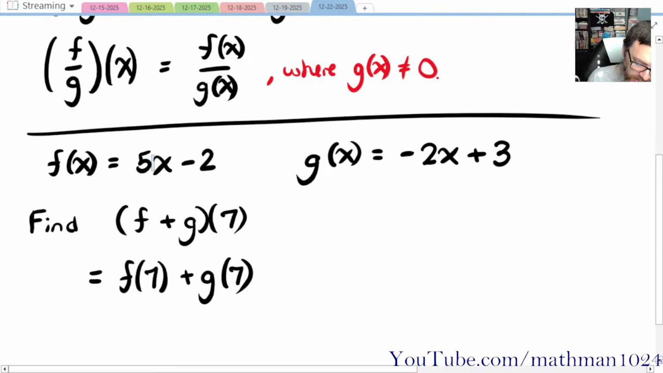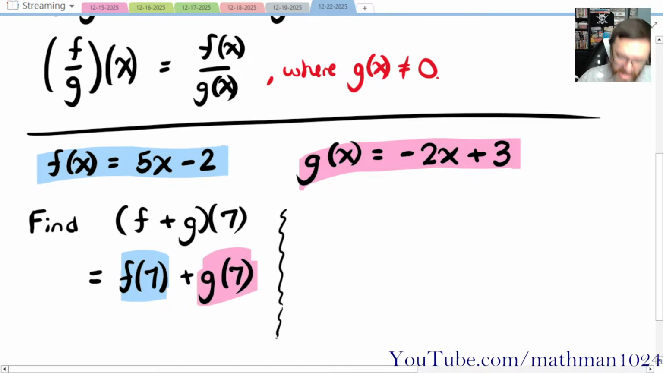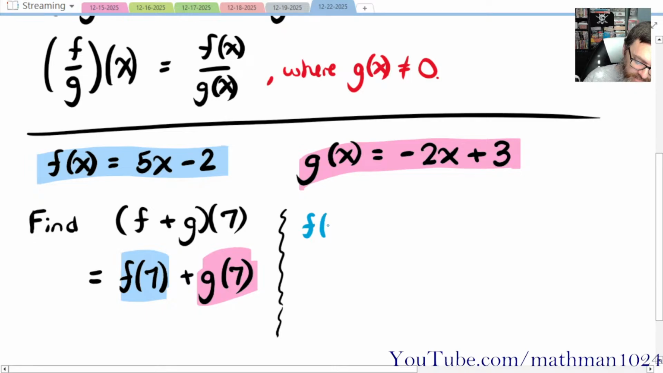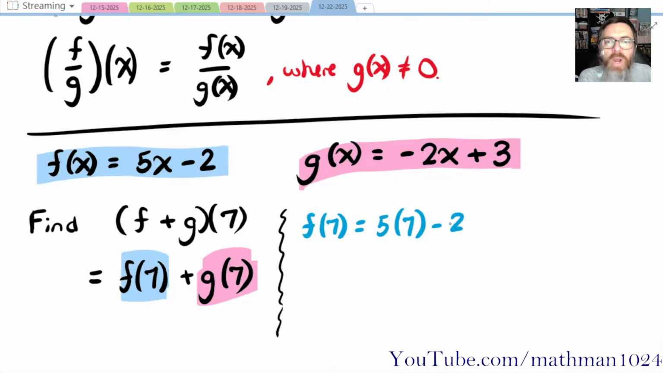Now I'm going to let blue be for f and the pink be for g. The way I suggest you go about doing this is that you evaluate these two functions separately and do them off to the side. So I'm going to, off to the side, go f of 7. And that just means I'm going to do 5, replace the x by 7, minus 2, and just on my own, I'm going to work that out. Now, g has no bearing on what I do here. This just says find f of 7, and that's what I'm going to do.